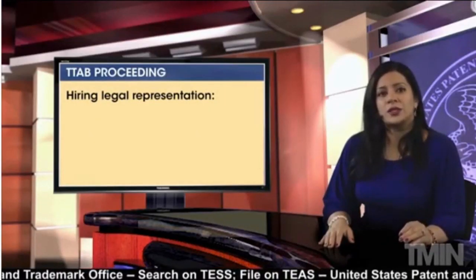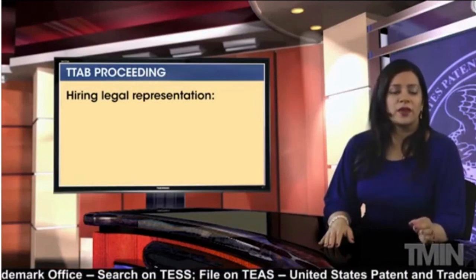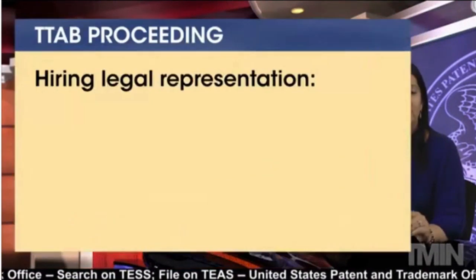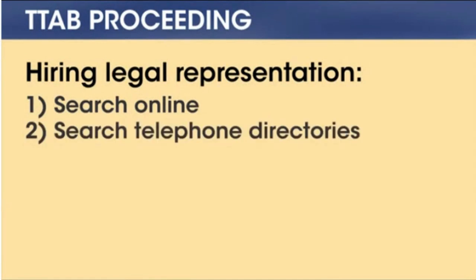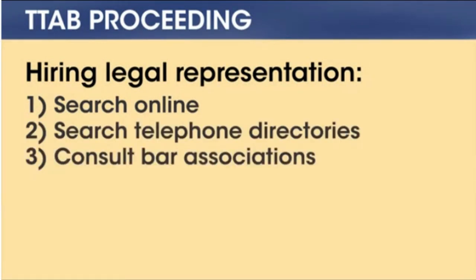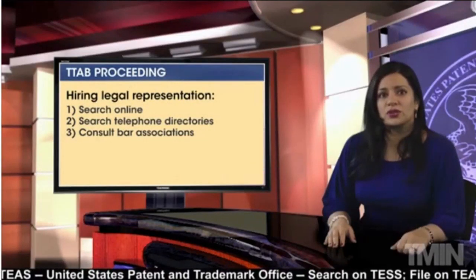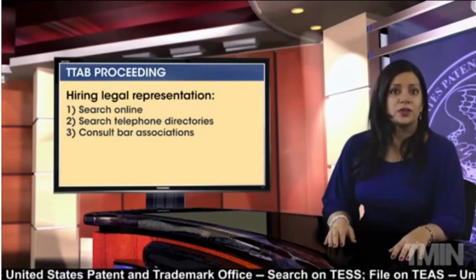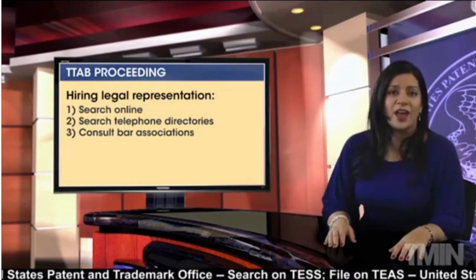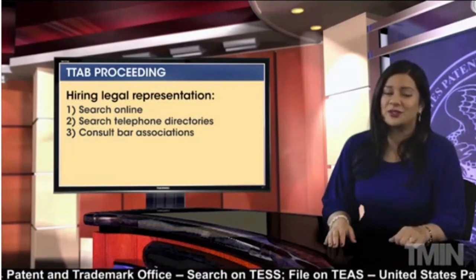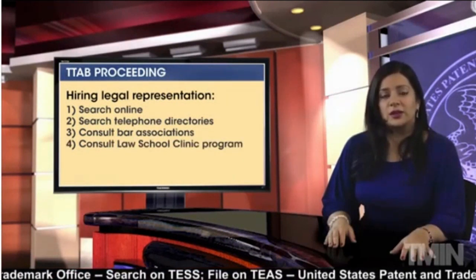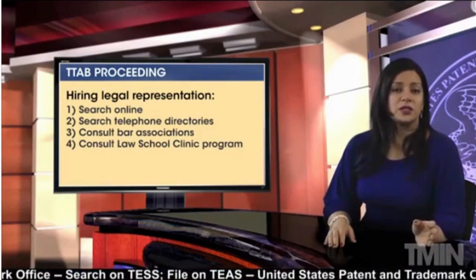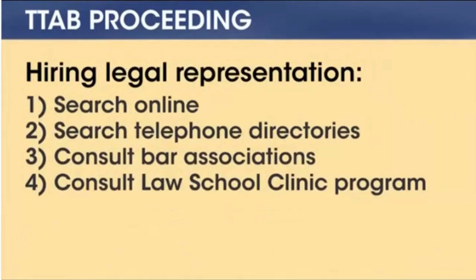Although neither the USPTO nor the TTAB can provide the name of an attorney for you to use, you can find one by searching the internet, telephone directories, and by consulting with your local or state attorney bar association. These resources should help you find an attorney who is experienced in trademark law and who, ideally, has experience appearing before the board. If you cannot afford an attorney, you may wish to consider the USPTO's Law School Clinic program.